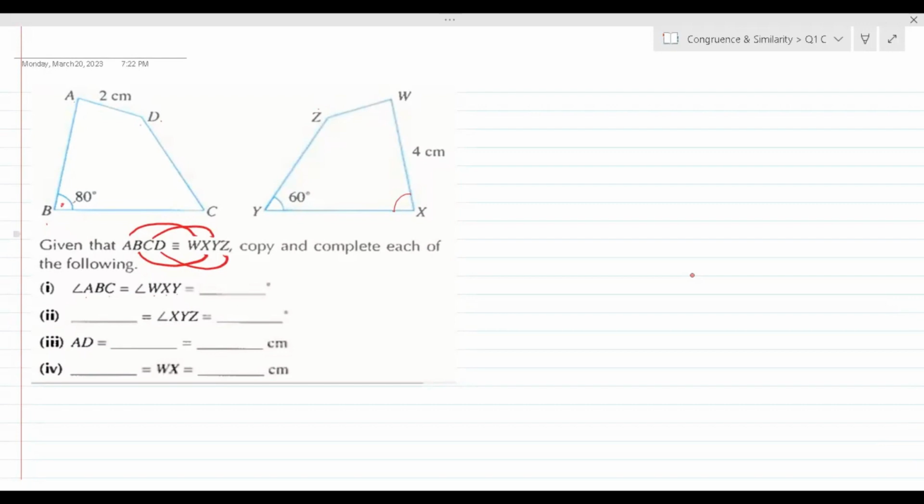अगर equal हैं and if this is 80, obviously this is also 80 degrees. So you simply have to write down the answer 80 degrees. Come on to the next one, XYZ. Angle XYZ, which means ये 60 डिग्री वाला.